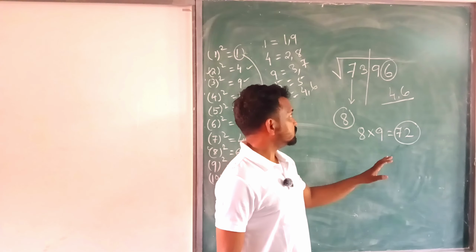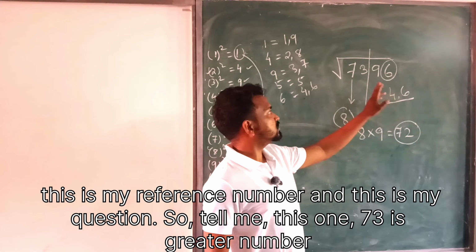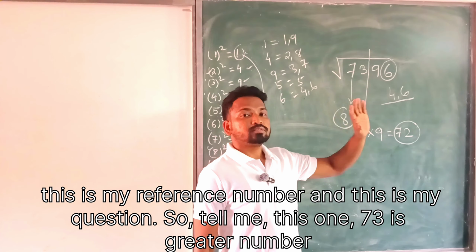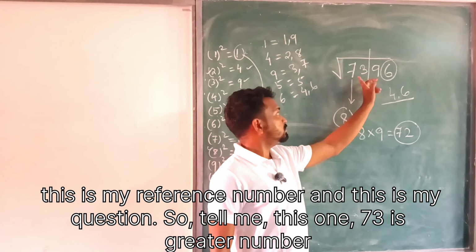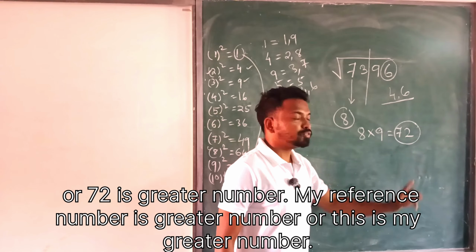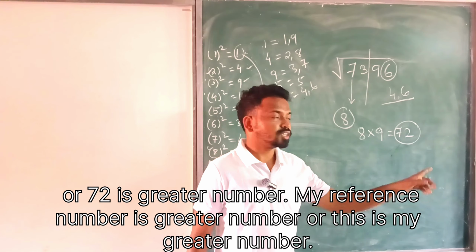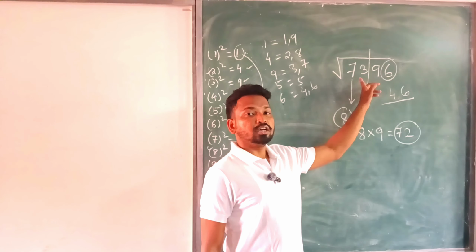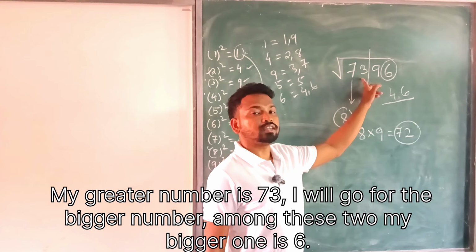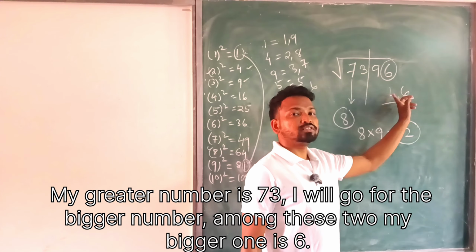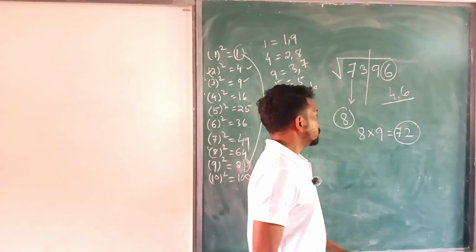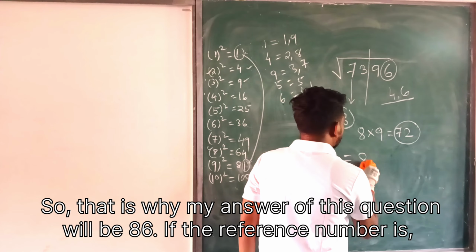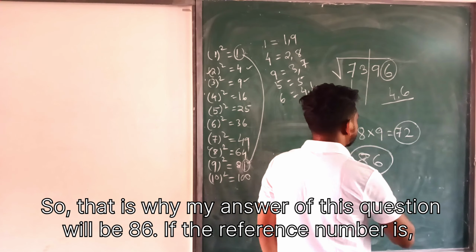So now tell me, students, this is my reference number and this is my question. So tell me, 73 is the greater number or 72 is the greater number? My reference number is the greater number or this is my greater number? My greater number is 73. I will go for the bigger number. Among these two, my bigger one is 6. So that's why my answer of this question will be 86.